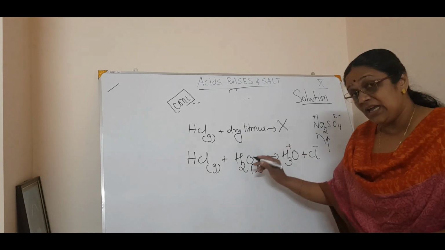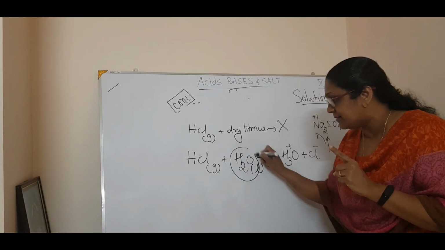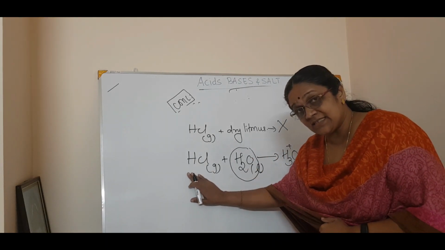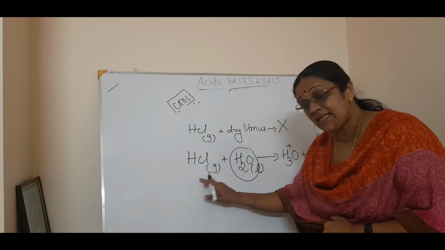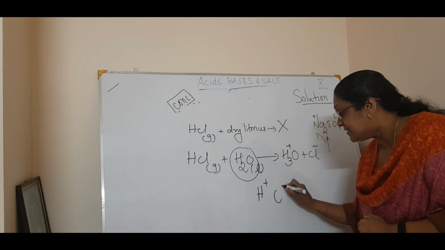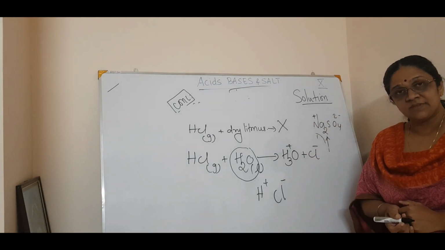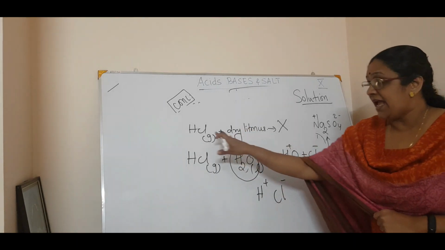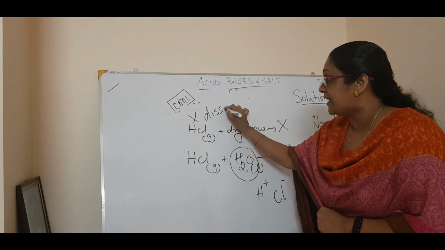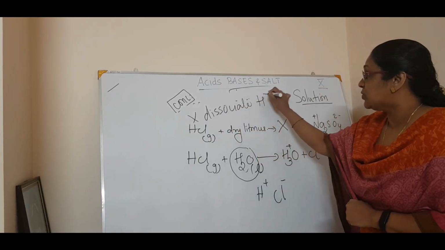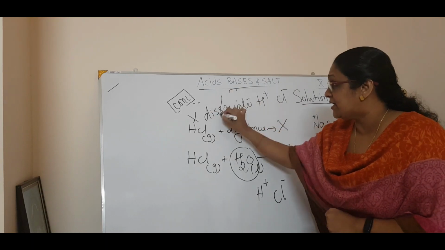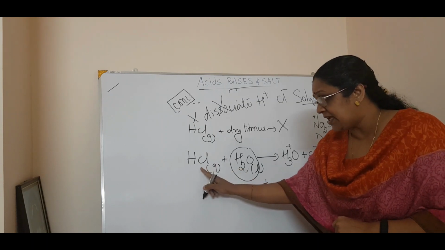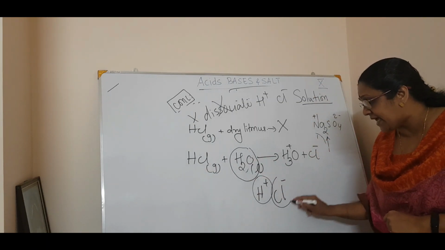Which means only in presence of water, listen, only in presence of water, the HCl gas, which you call an acid, dissociates into H plus and Cl minus. In absence of water, that is in the case of dry litmus, the HCl does not dissociate. You know what is dissociate? That is, dissociate into H plus and Cl minus. Only in the presence of water, the HCl gas dissociates into H plus and Cl minus.